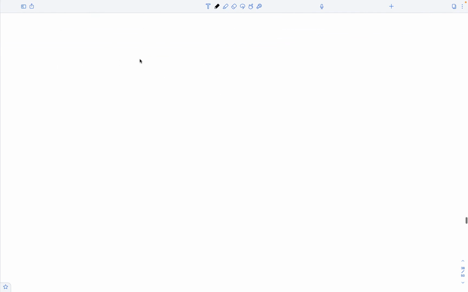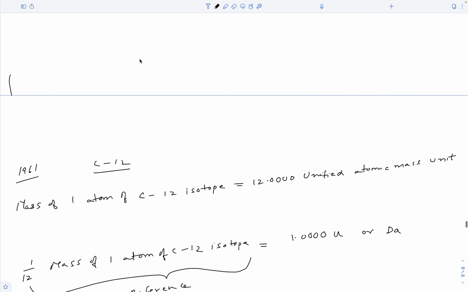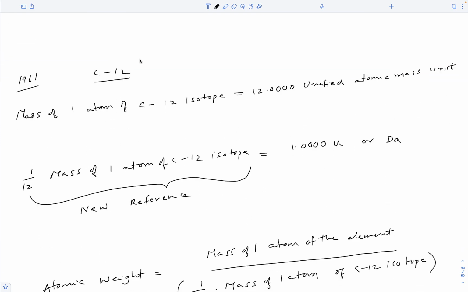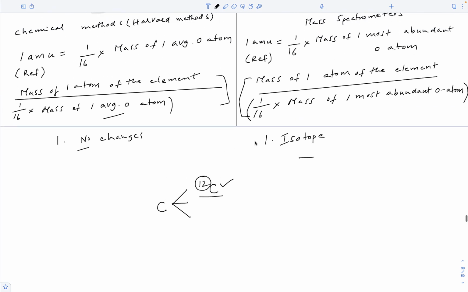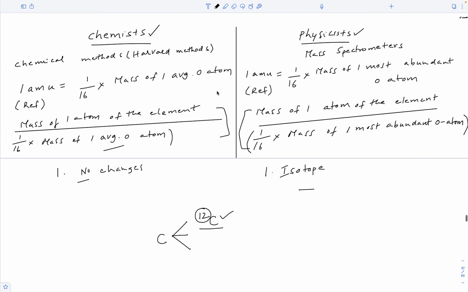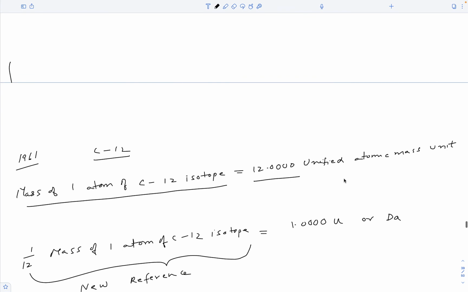Therefore, in the year 1961, a new atomic weight scale was started based on the mass of one atom of C12 isotope. And the mass of an atom of C12 isotope was taken as 12 units exactly. Because this new scale was started to unify or replace two separate atomic weight scales used by chemists and physicists, this unit is called Unified Atomic Mass Unit.